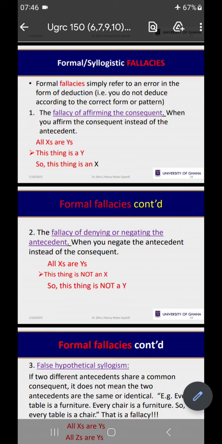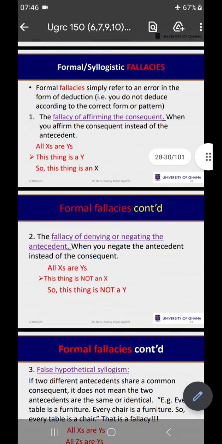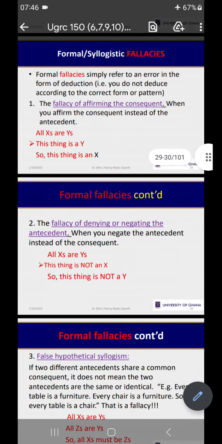So here, if I say you should affirm the consequent for me: all Ghanaians are hospitable. I will just use someone to represent the B, which is the hospitable, or the consequent. So I will say that Amma is hospitable. Therefore, Amma is a Ghanaian. Do you get it? And that is the fallacy we are talking about.